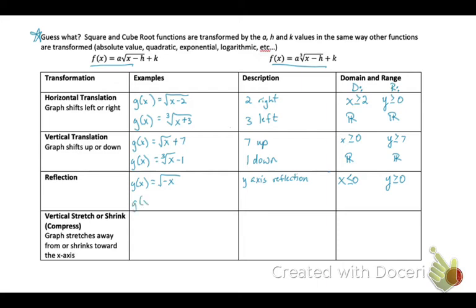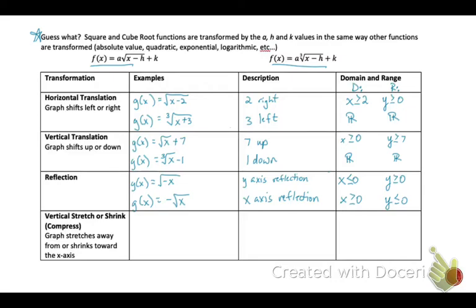And now for an x-axis reflection, of course the negative will be out front. And an x-axis reflection means it's going to be flipped over the x-axis. So our domain is unaffected, but our range is. It will be all the values that are less than or equal to 0.